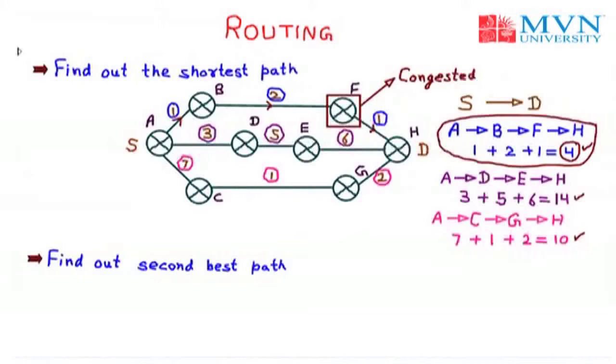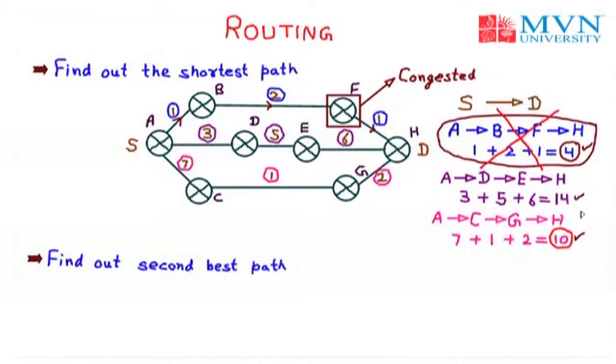So the path number 1 is not correct for us. Now, what about the second path? As we see, the second path is A, C, G and F. That is, shortest distance is 10. So we will consider the second best path to send the packet because the router number F is congested.